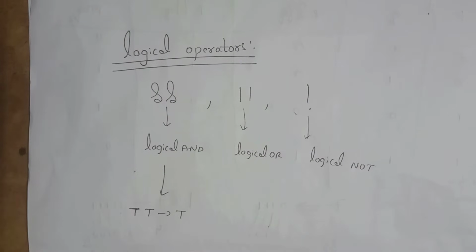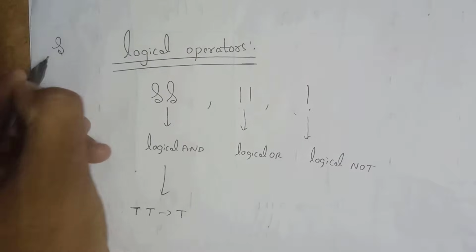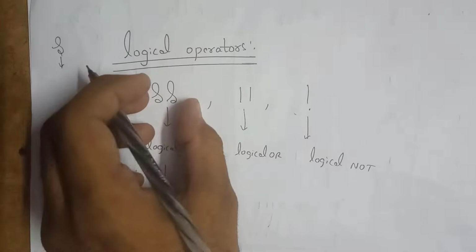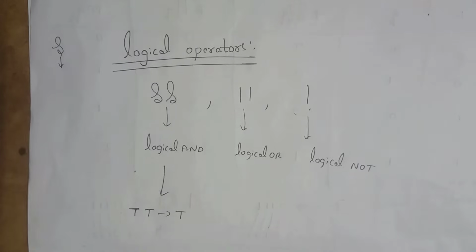These are 3 types of logical operators, where single AND represents bitwise AND and double AND represents logical AND. You need to remember this difference. At first, I will explain what is the use of this logical AND. Guys, you need to remember this table.